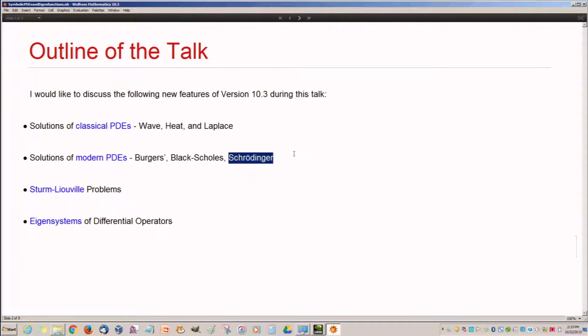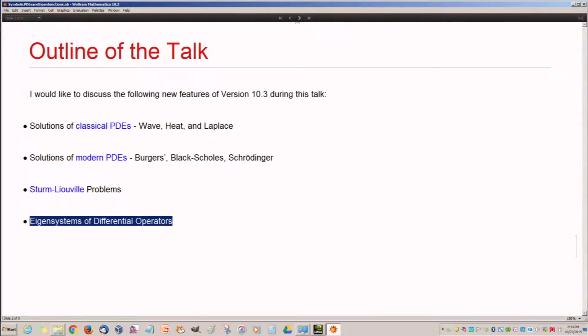And then we go a bit deeper into DSolve and look at what are called Sturm-Liouville problems. These are eigenvalue problems for ordinary differential equations. Again, that's been a major problem for us to solve for a number of years. We have now cracked it completely, I think, at least for the second order ODE case. And that'll be the third topic for today's talk. And finally, I'll talk about DEigensystem in relation to differential operators. So it's a very simple plan for the talk.